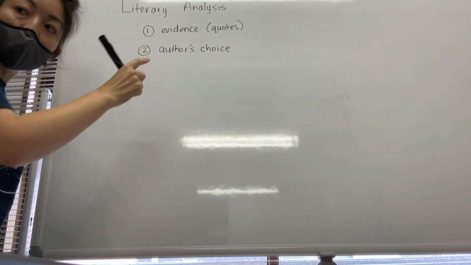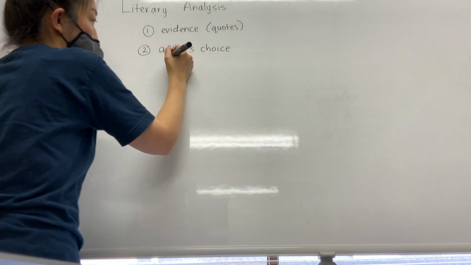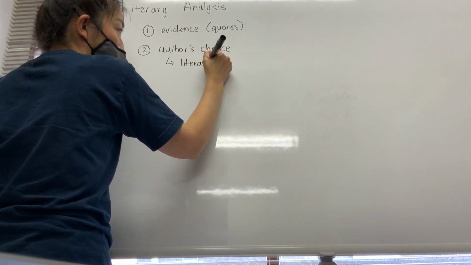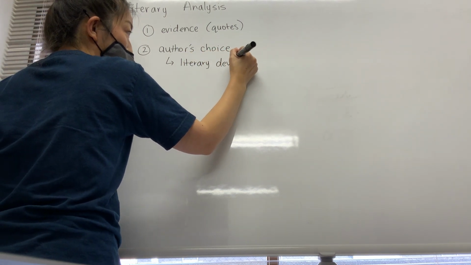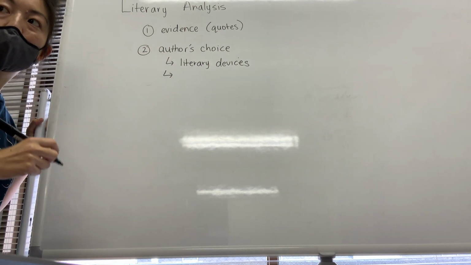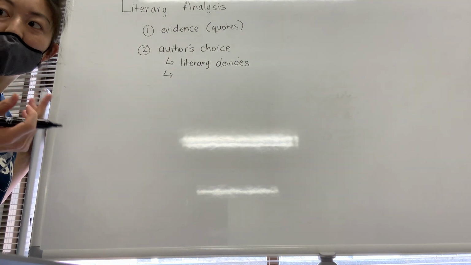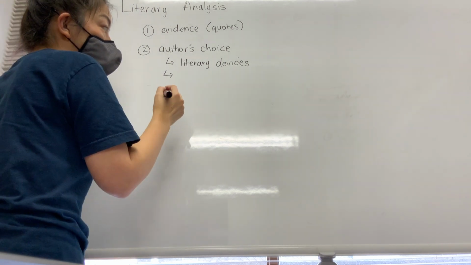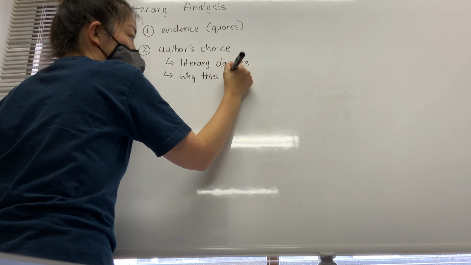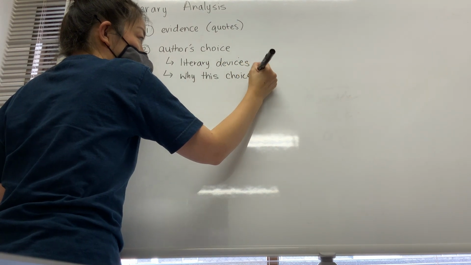So this is 2 parts. You have to talk about literary devices such as metaphors or similes. And then you have to answer the question, why are they using it? Why did they make this choice? Okay? And that's a little tricky.